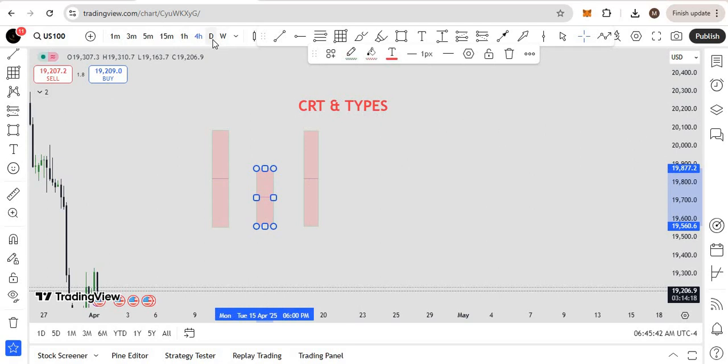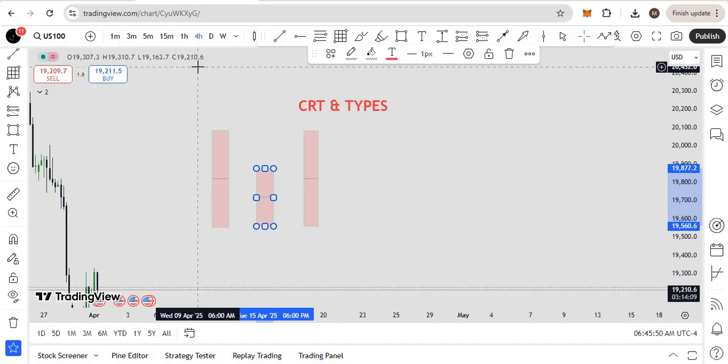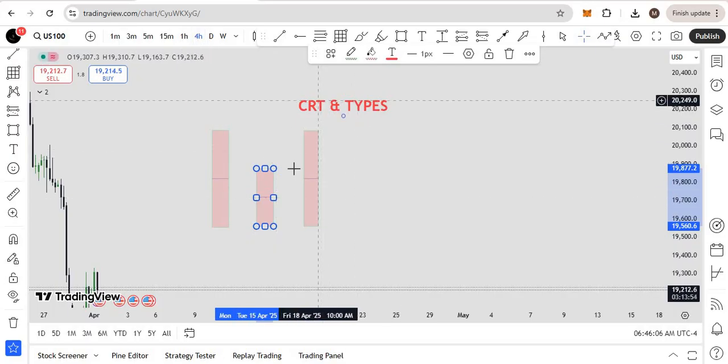For the 4 hour, in some asset classes we have six 4 hour candles forming in a day, at 1, 5, 9, or 2, 6 and 10, like this. We can take each one candle for our CRT model. Or we have 24 1 hour candles in which we are using CRT.